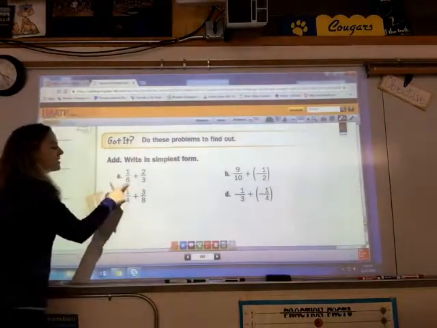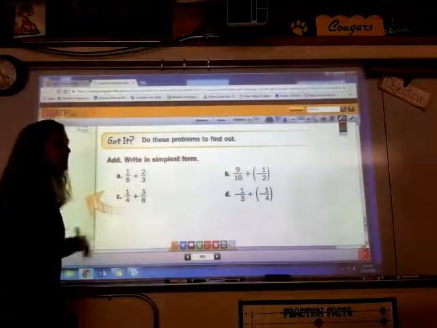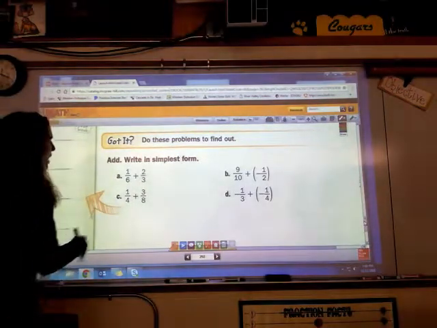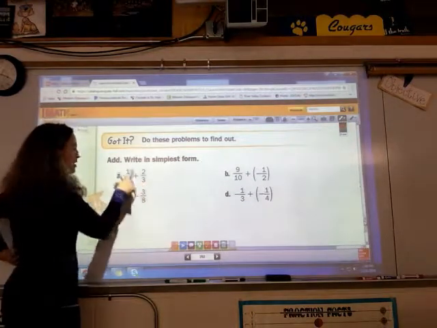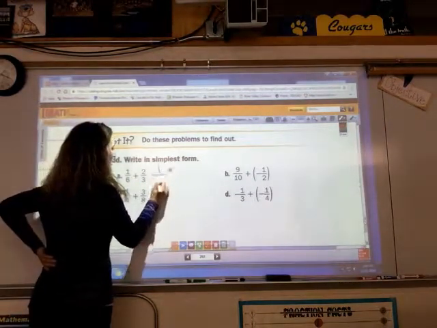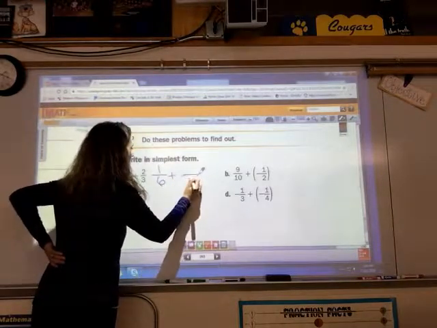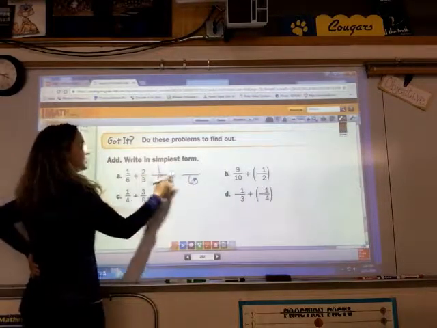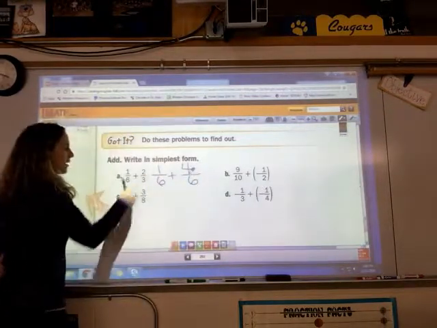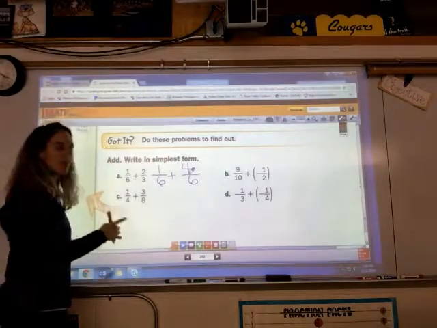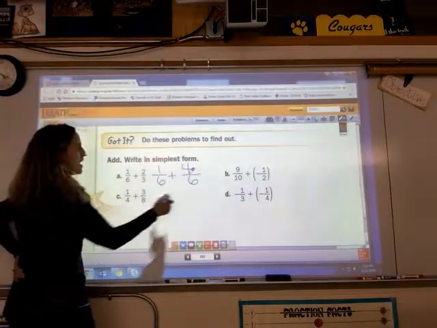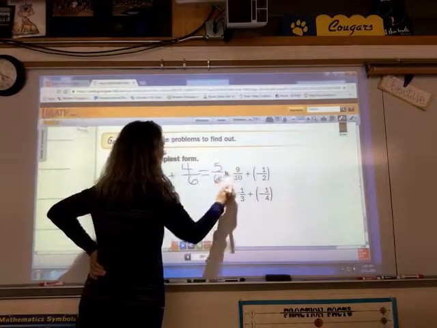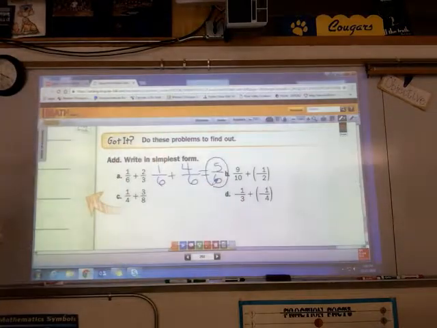Looking at letter A, I've got 1/6 plus 2/3. Again, my denominators are different, so I'm asking myself if I could keep one of those denominators. I do know that 6 is a multiple of 3, so I'm going to leave that one. I'm going to leave it as 1/6 plus, and then I'm thinking 2/3 would be the same as how many sixths? Well, 3 times 2 is 6, so 2 times 2 is 4. So what I've done is I've created 2 equivalent fractions. 2/3 is the same as 4/6. Now I can add those. 1/6 plus 4/6 would be 5/6, and it's in simplest form, so there's your answer.